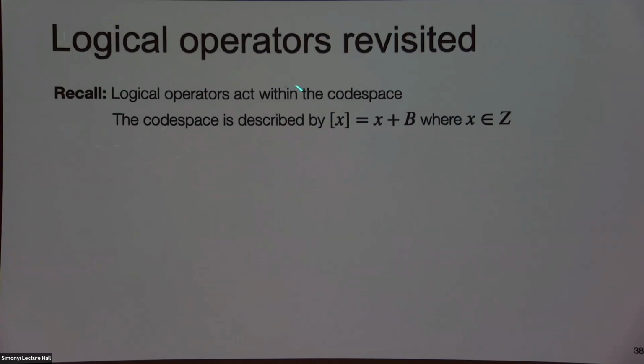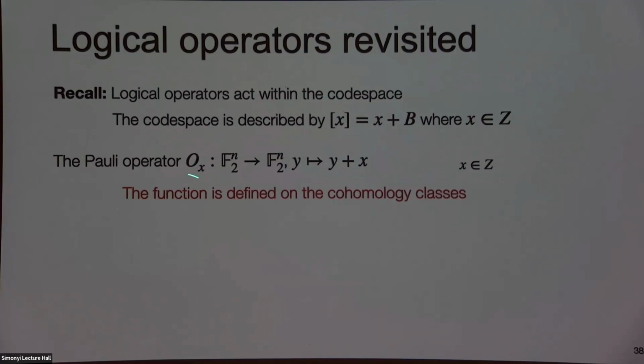Previously, we said that these logical operators have to act inside the code space. And the code space is described by these equivalence classes. So it's like x inside your cycles, but it's equivalent up to adding some boundary. In particular, when you use this kind of language, you can think of the Pauli operator as a function that maps y to y plus x. And what's important is that we want this function to be defined on the cohomology classes.